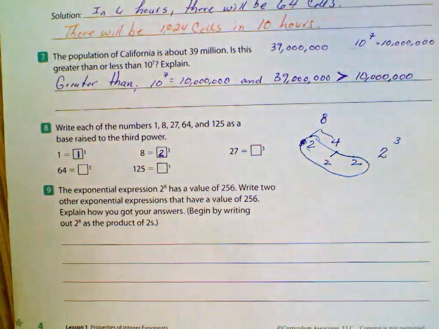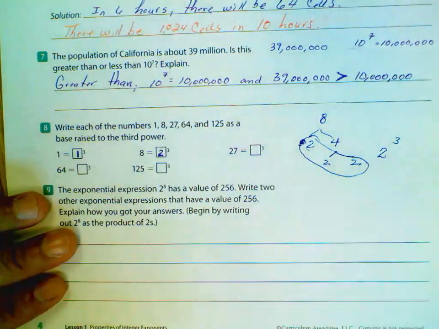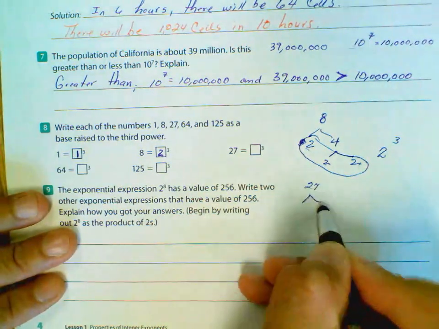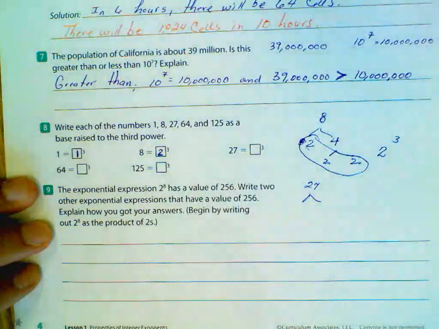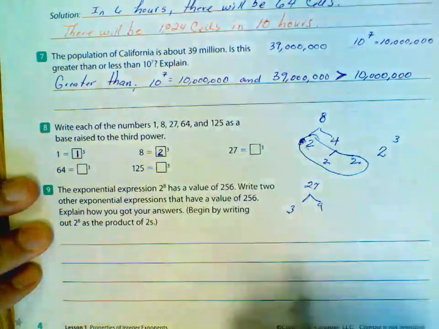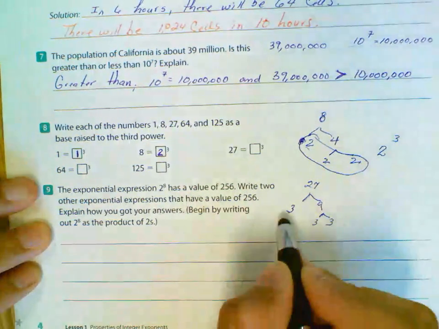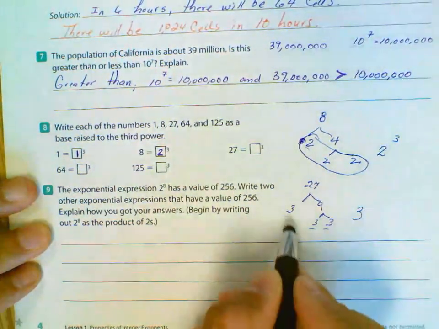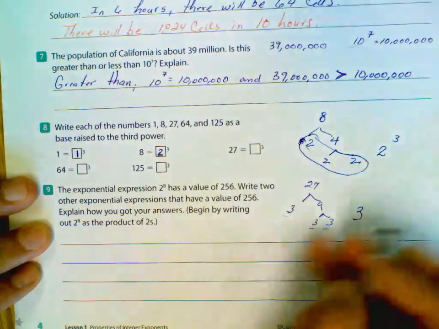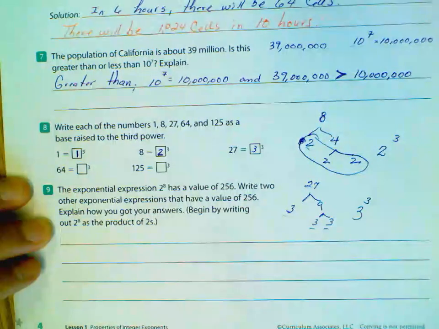Then you have 27. 27, in this case, you can do exactly the same. But in this case, 27 is divisible by 3, which is 9. 9 is divisible by 3, which is 3. So where is the base? 3. Where is the exponent? Count. 1, 2, 3, to the third power. So 27 is 3 to the third power.